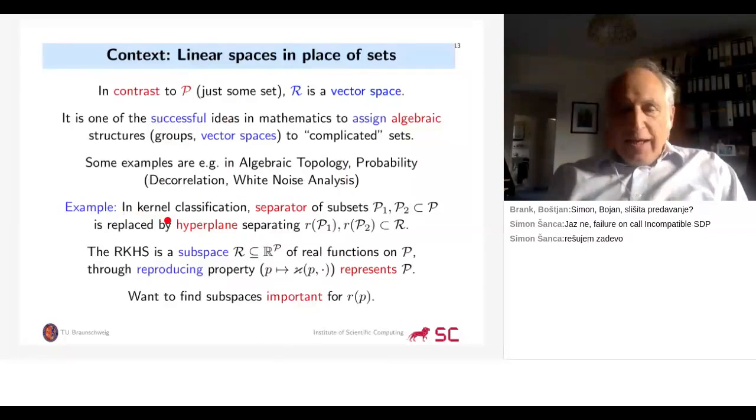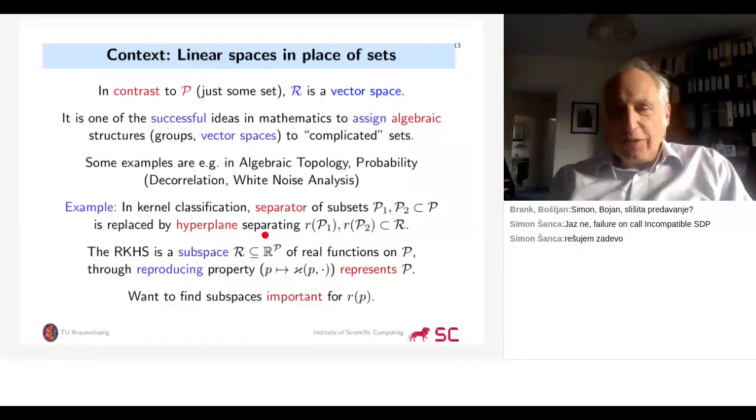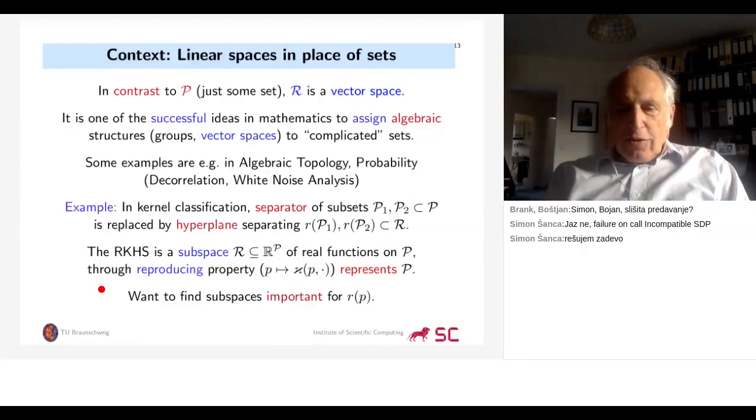This is done in algebraic topology, and in probability and so on, we'll see this. In kernel classification, it's done also. It's done to separate, for instance, two subsets in this set here, which maybe look very complicated to separate, and we can replace this by a separating hyperplane. That's very easy. We take a hyperplane, and on one side is this, and the other side is this. Then we know which belongs to P1 and which belongs to P2. If P1, then R of P1 has to be on this side of the hyperplane, or otherwise on the other side. Okay, good.